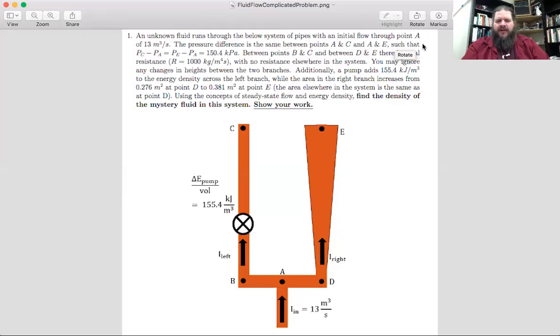The main thing though is that even though we have several unknowns here, like in this case, we don't know the current in the left pipe, we don't know the current in the right pipe, and we also don't know the density of the fluid. But we can assign variables to all those. If we just list out all of our unknowns so that we can keep track of them, let's just say our unknowns are, set off to the side.